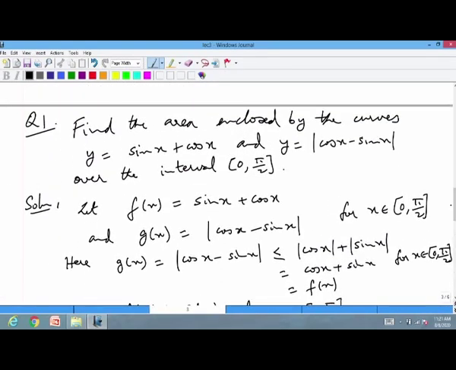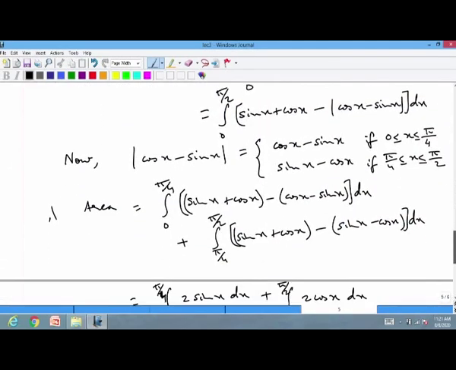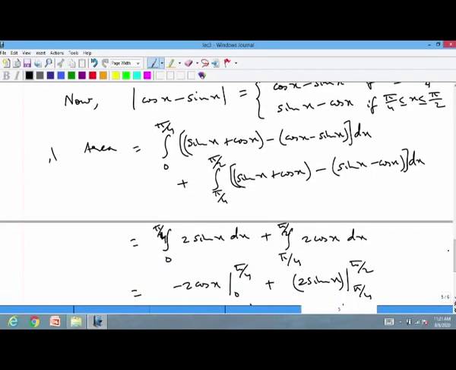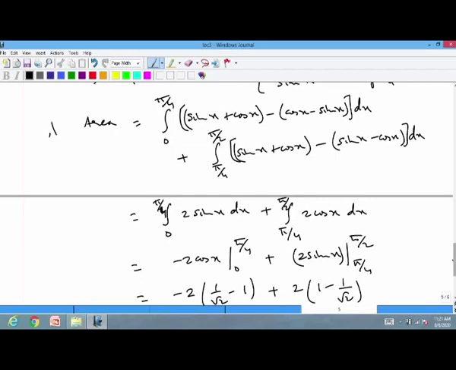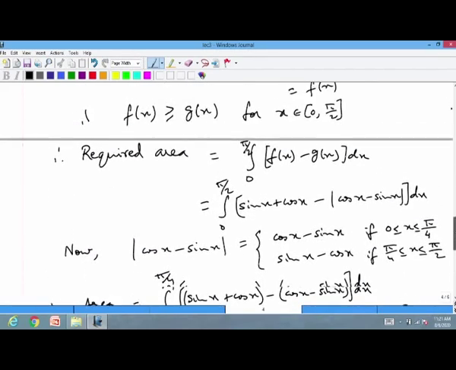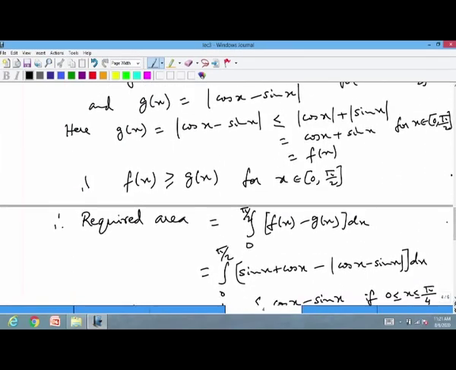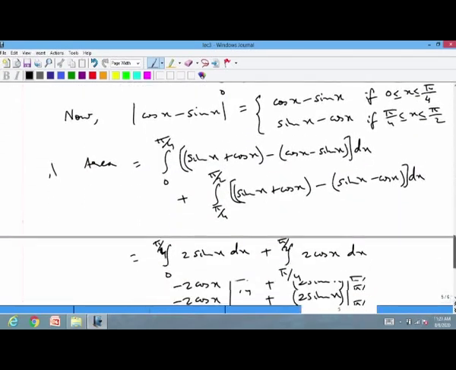So, of course, in this question you could have drawn the graph of these functions sin x plus cos x and mod cos x minus sin x, and then found this area, but it is not even necessary to draw the graph, because we can see that in this case f x is greater than equal to g x.